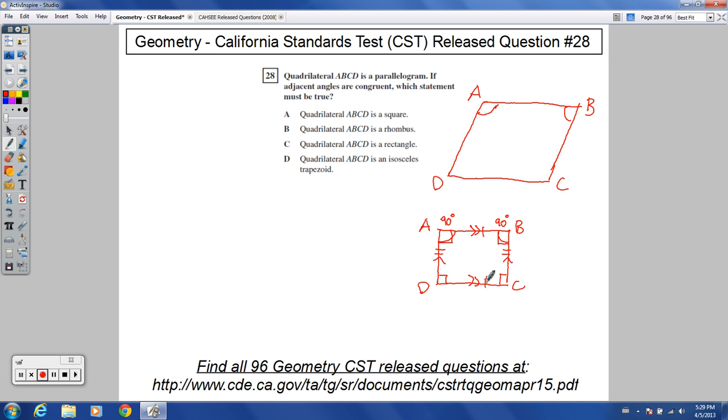This side doesn't have to be the same as this side, but these two have to be the same, these two have to be the same, and if adjacent angles are congruent, they would all have to be 90 based on that. Therefore, choice C for number 28 is the correct choice.